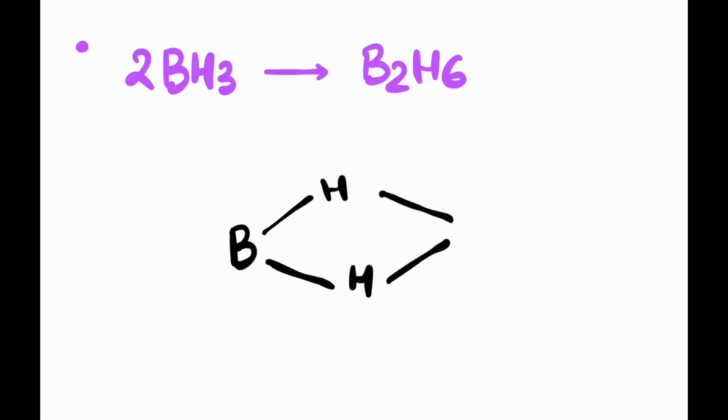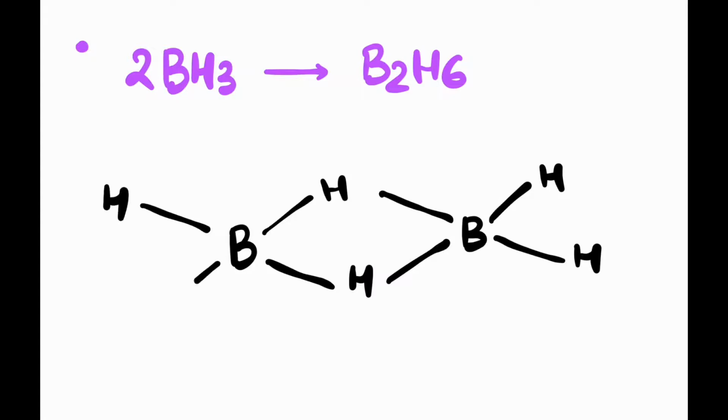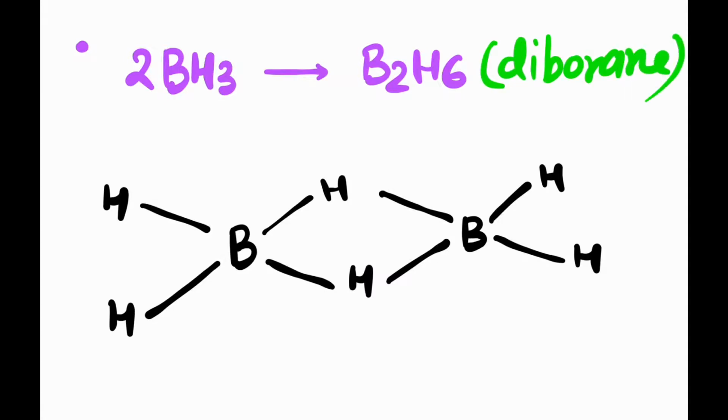This is the dimer form of BH3 borane. This is known as diborane. If we talk about the hybridization of this boron, then it will be sp3 as boron is forming 4 bonds. So the geometry is tetrahedral.